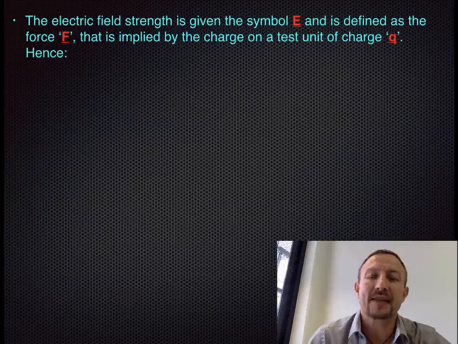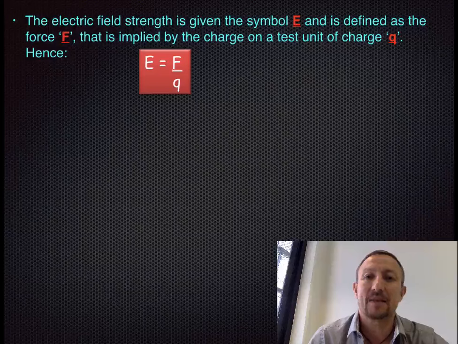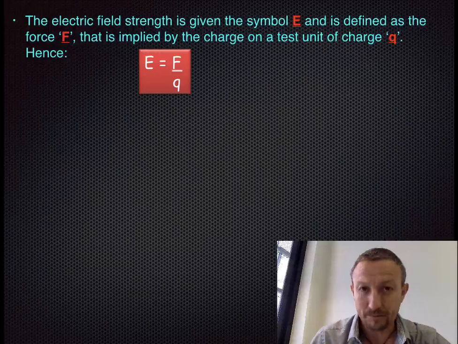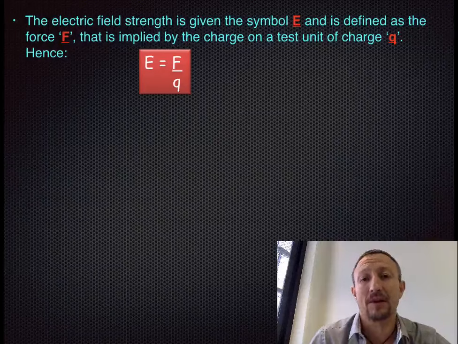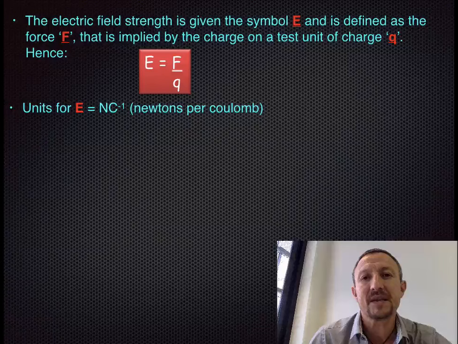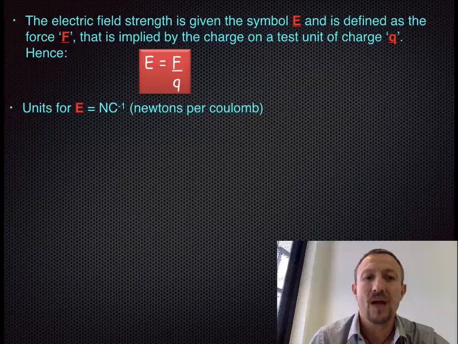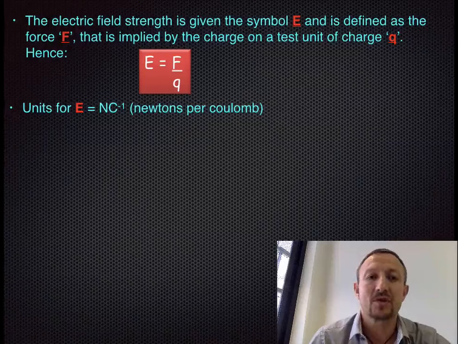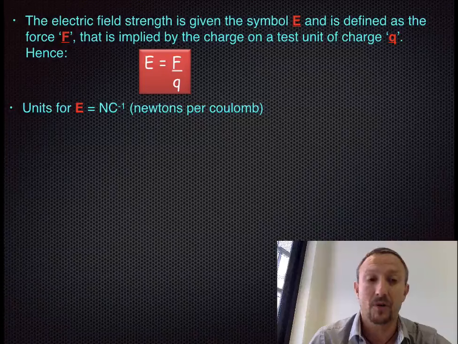So from this we get an equation which is that the electric field strength is equal to the force divided by the test charge Q. Now E is given the units newtons per coulomb. Obviously the newtons come from the force and the coulomb is the charge of our test charge Q. So hence we get electric field strength equals newtons per coulomb.